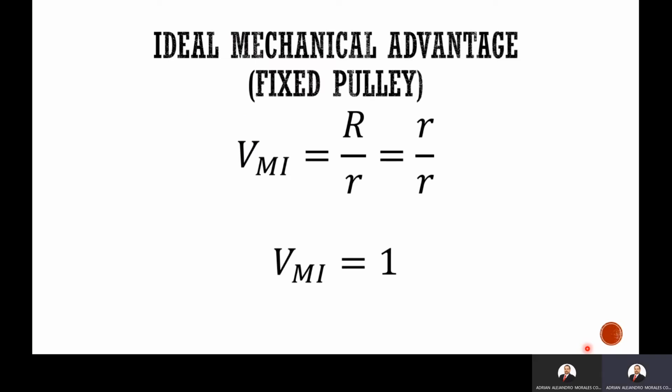Here's a way to calculate the ideal mechanical advantage of a fixed pulley. In this case, we have the radius R, capital R, over R, which is the same thing. In this case, the mechanical advantage is 1.